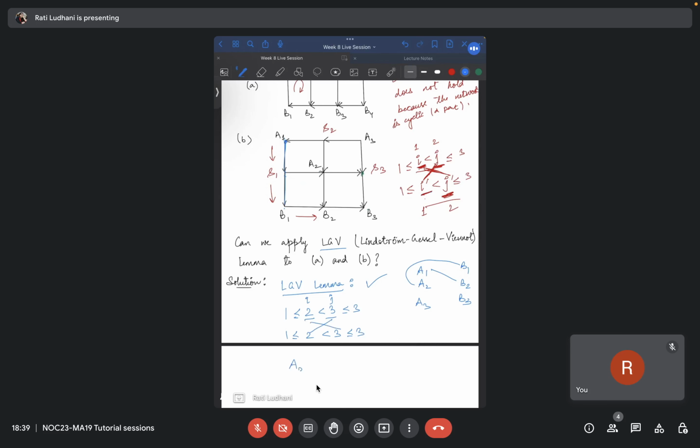You take A2 to B3 and A3 to B2. You check these two now. So let's see what we have when you take A2 to B3.